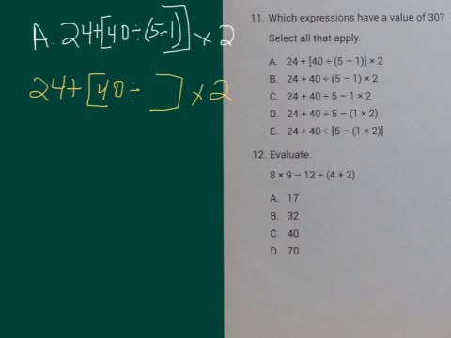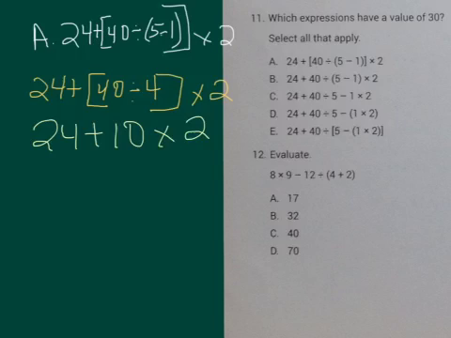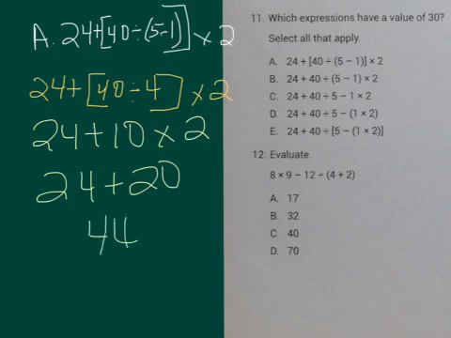So A, first off, we're going to go ahead and look in that bracket, and that bracket is a parentheses, and then the parentheses is 5 minus 1, and we know that is going to be 4. So our next step is we're going to look at the bracket again, and then we're going to say 4 divided by 40 is going to give us 10, and then we're going to multiply that times 2. So we're going to say 10 times 2 using our order of operations. And so this is going to be 24 plus 20, and that is going to equal 44. So we know A is definitely not 1.